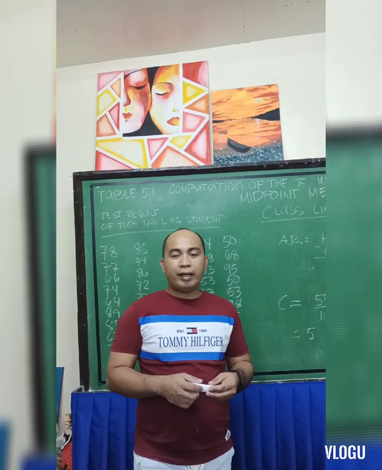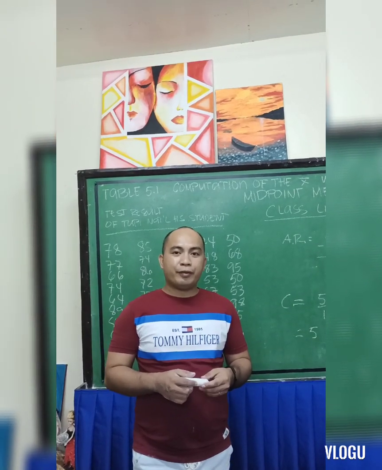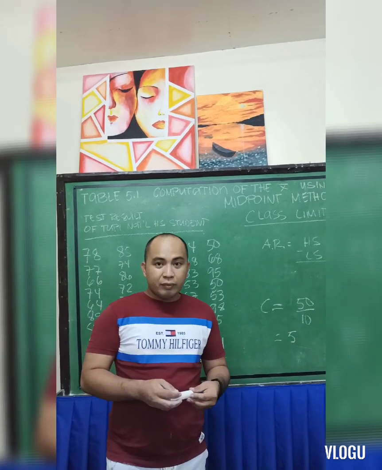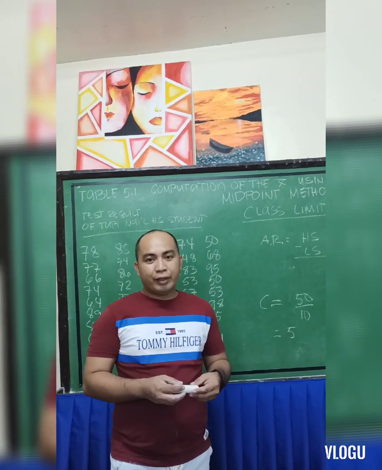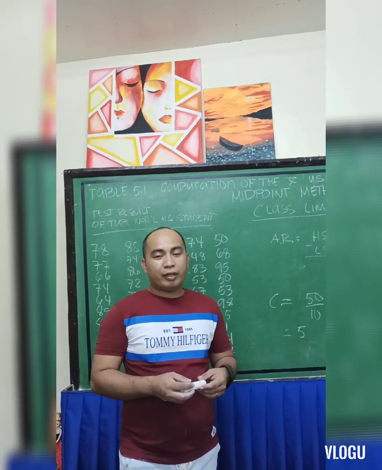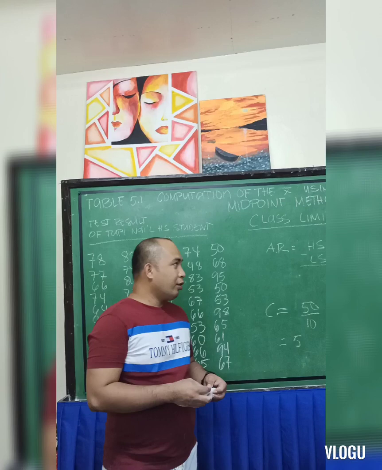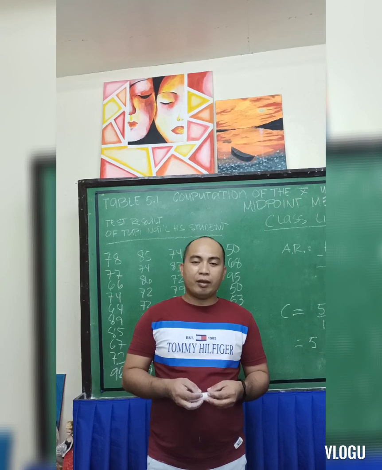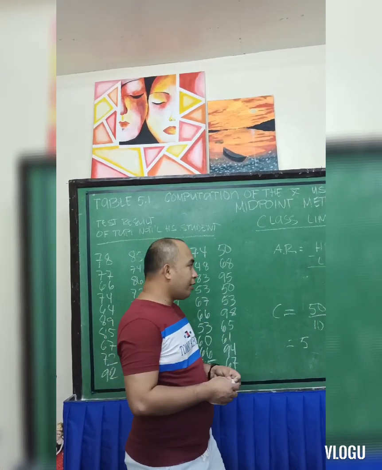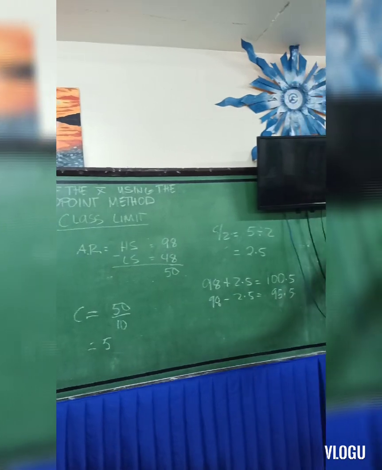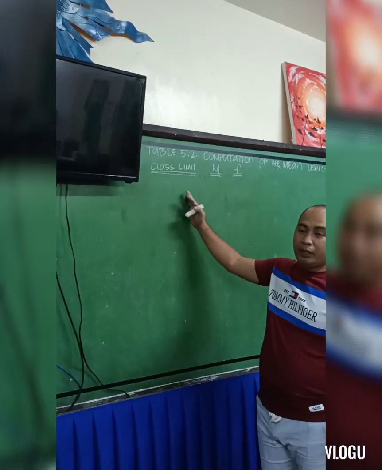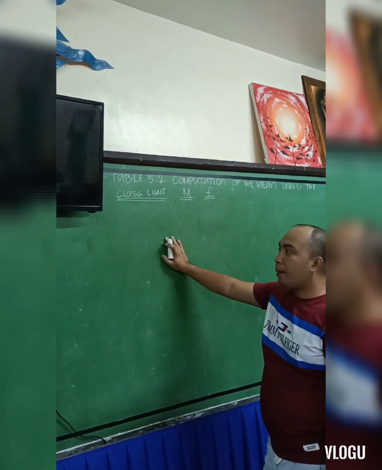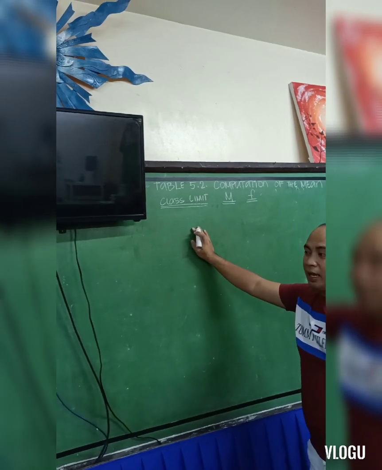Now, for us to understand it well, we need to first establish the class limit, so that we know later how we come up with the different numbers. Remember, in the midpoint method, it is done by getting the product of midpoint and frequency. First, we need to establish the class limit. So how do we come up with or establish the class limit?